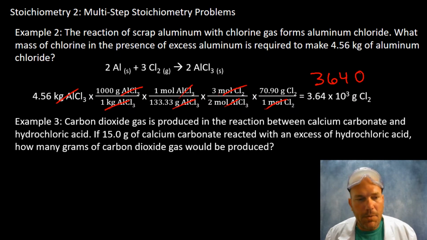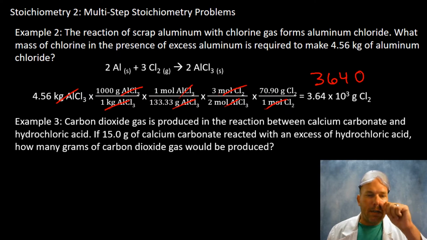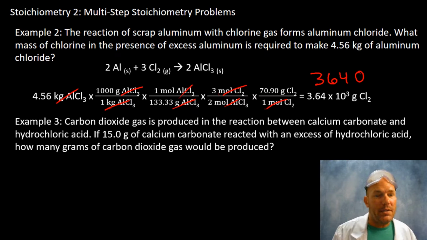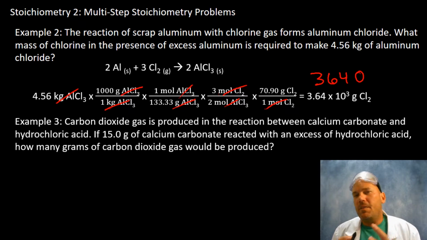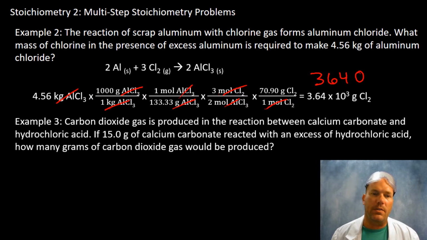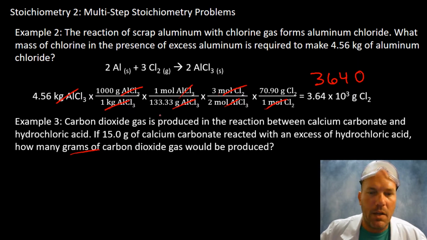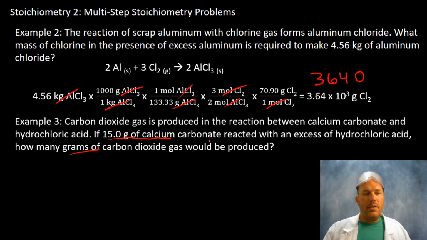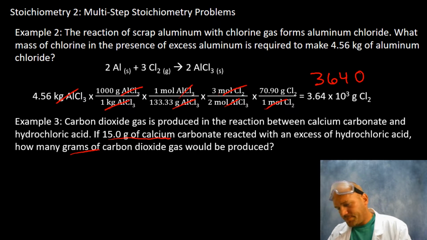Okay, example 3. Carbon dioxide gas is produced in the reaction between calcium carbonate and hydrochloric acid. If 15 grams of calcium carbonate reacted with an excess of hydrochloric acid, how many grams of the carbon dioxide? So I'm going to say we want to go grams, and we start with grams of the reactant. We want to know about the product.